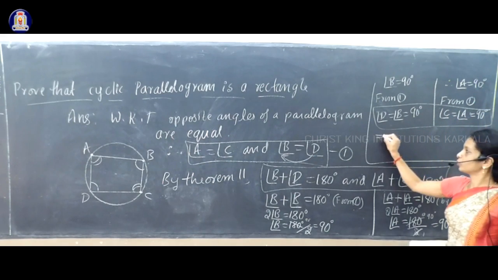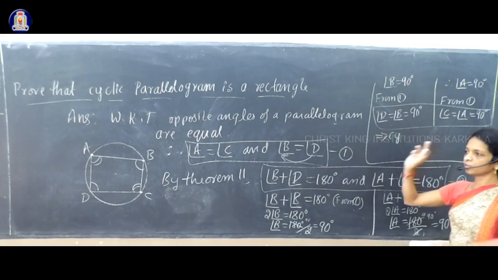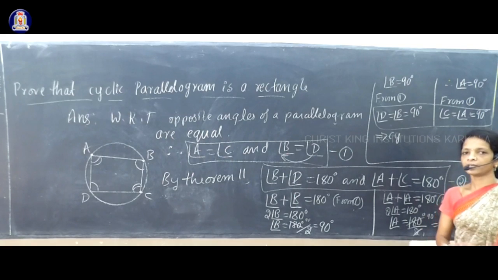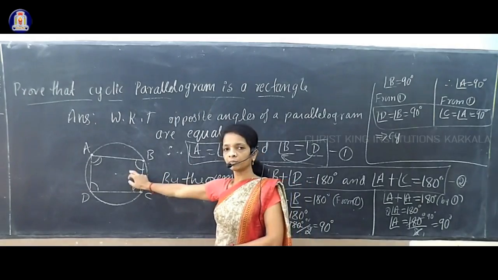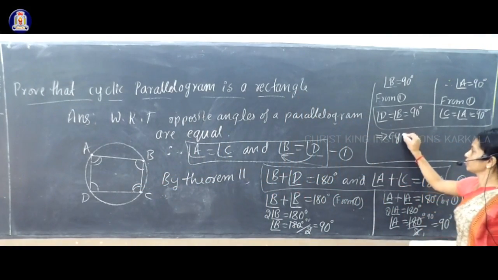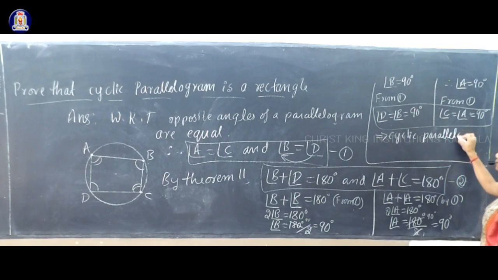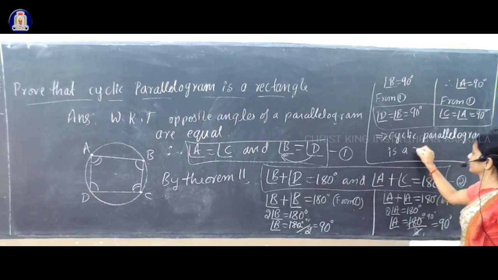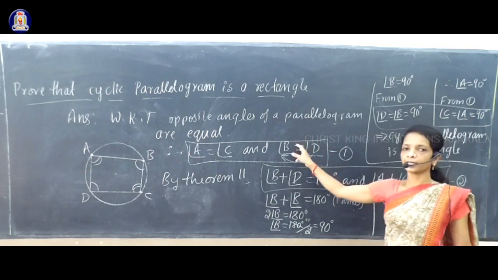So this implies what? The parallelogram we have taken is not just a parallelogram, it is a cyclic parallelogram. If we take a cyclic parallelogram, that is always a rectangle. Okay, so this implies a cyclic parallelogram is a rectangle.